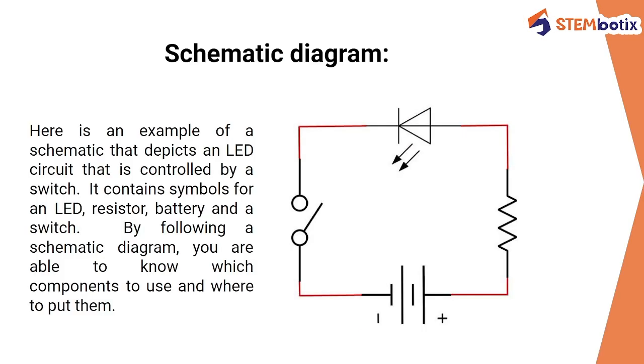So this is a schematic diagram of a circuit having a load, a bulb, a resistance, a voltage source, and a switch. Here is an example of a schematic that depicts an LED, which is over here. Then it contains a resistor to control the current flowing through the circuit. It has a voltage source which provides power to the circuit. This is a switch which is used to turn this load or bulb on and off. So this is how a schematic diagram or schematic representation is done.